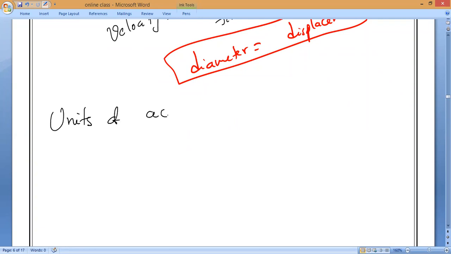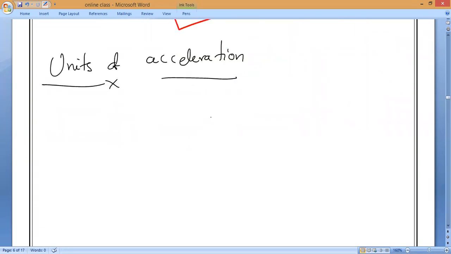Units of acceleration. Again, we need 2 units. What are those units, guys? CGS and SI unit. So CGS and SI unit is enough. Now shall we start, everybody? If we take first, as we know, the acceleration formula. What is the acceleration formula? Final velocity minus initial velocity divided by time.